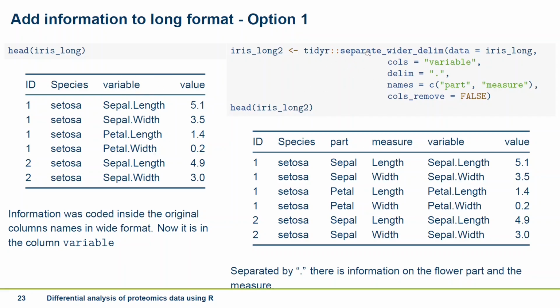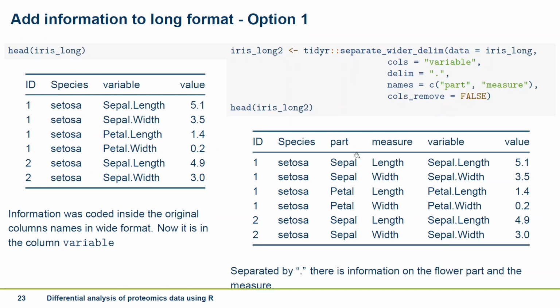And for that, there's a function in the tidyr package called separate_wider_delim. So basically, you give it again this data set, you define a certain column you want to change, which is the variable column here. The delimiter of the 2 information parts is a dot. Then you give the function 2 names for the 2 new columns it should create, and then you can decide if it should remove the original column, for example.